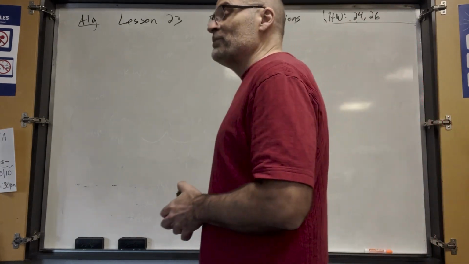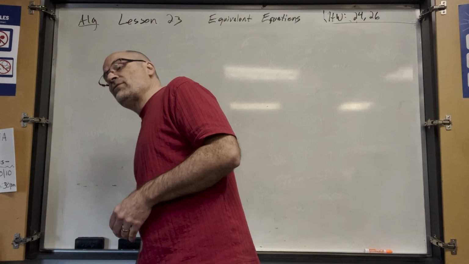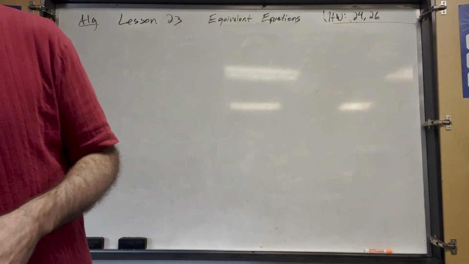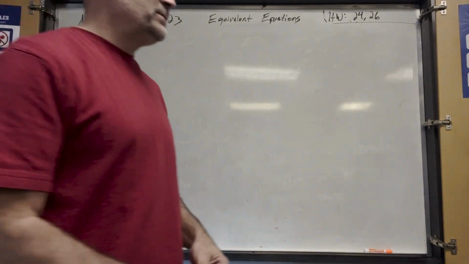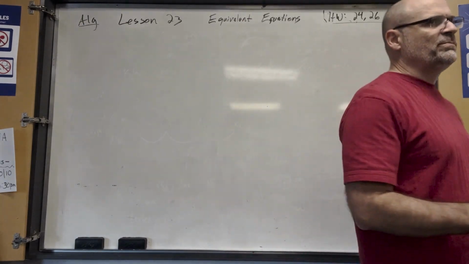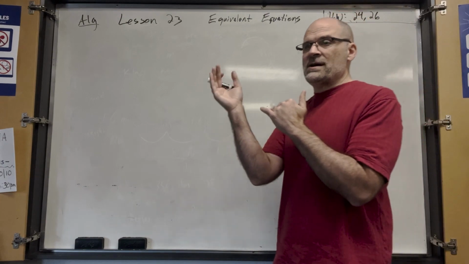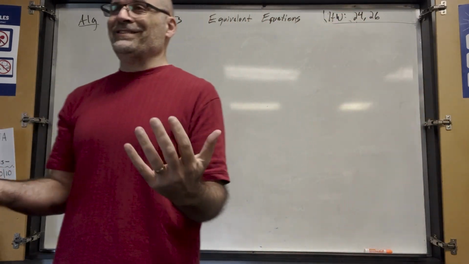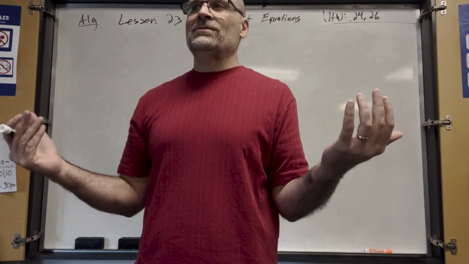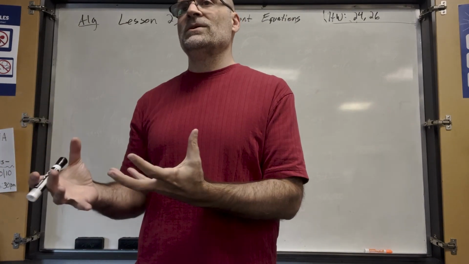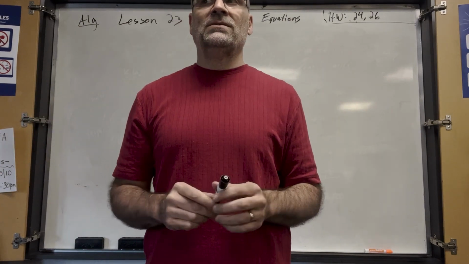Okay, so equivalent fractions, like 1/2, 4/8, same thing. There's a golden rule: whatever you do to the top, you do to the bottom. So whatever you multiply by the top of the fraction, you multiply by the bottom. Whatever you divide the top, you divide the bottom. But with equations, it's anything. You can do whatever you want to one side of the equation as long as you do the same thing to the other side of the equation.